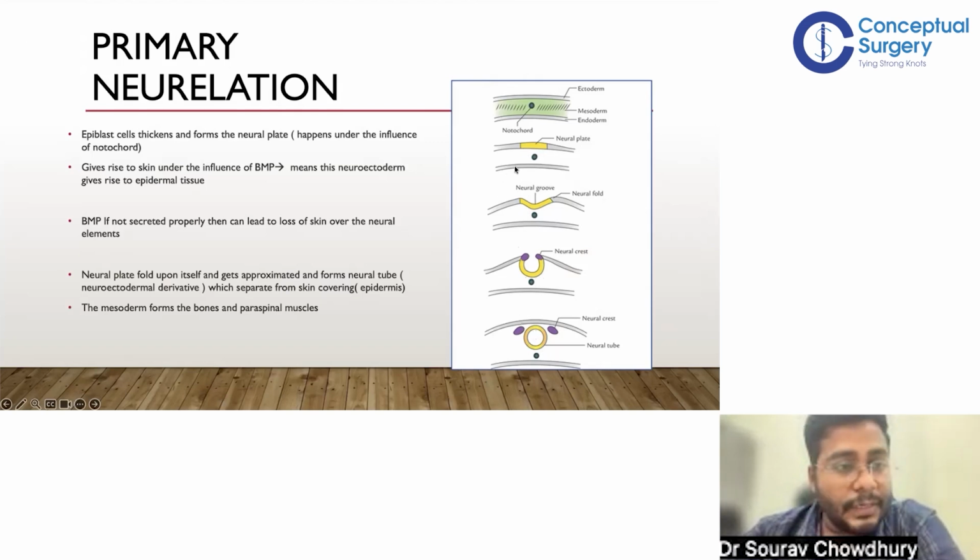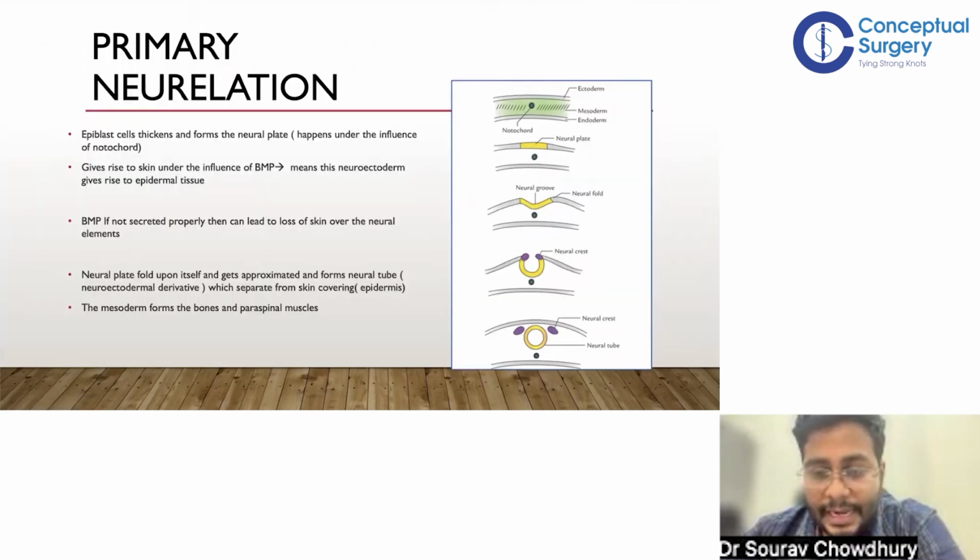The skin formation above this neural plate occurs due to the influence of the bone morphogenic protein. So the neural tube, once it detaches, under the influence of bone morphogenic protein, will give rise to the normal skin. Any problem in this bone morphogenic protein secretion, an inadequacy, can lead to loss of skin over this spinal cord. Okay.